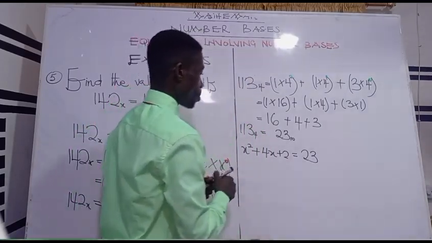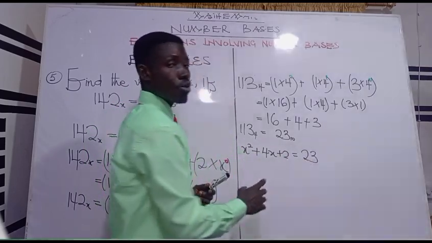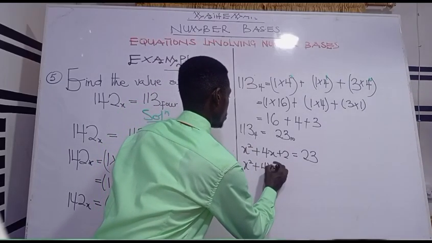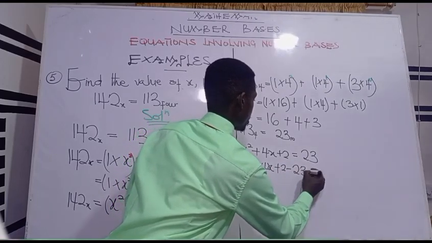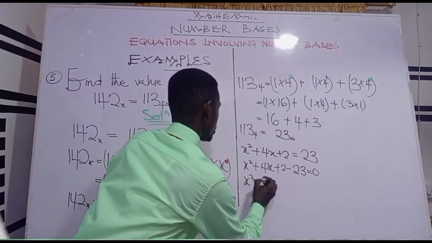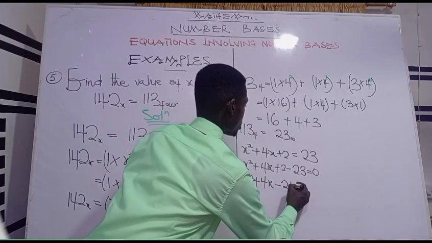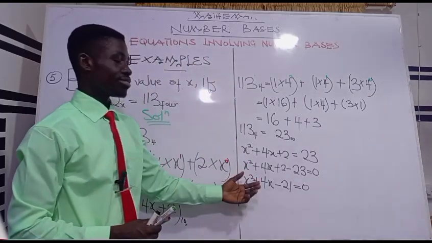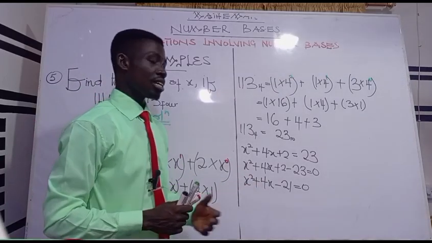Good. So let's bring 23 to this side of the equation so that you can equate the whole of this to 0. So we are going to get x squared plus 4x plus 2 minus 23 is equal to 0. So we have x squared plus 4x, 2 minus 23 will give us minus 21, is equal to 0. So realize that this one, we also have a quadratic equation. You can use any of the methods that I mentioned to find the value of x.